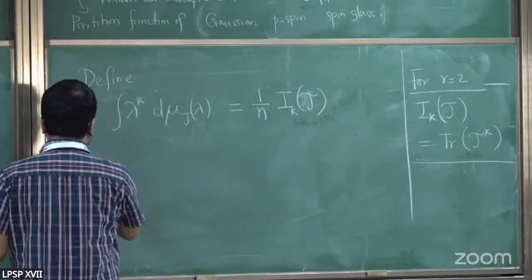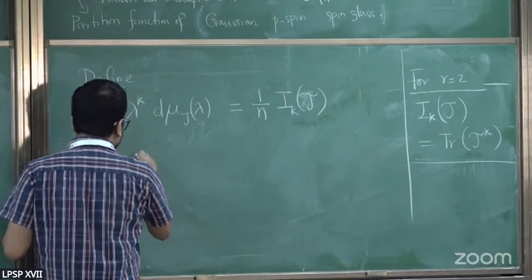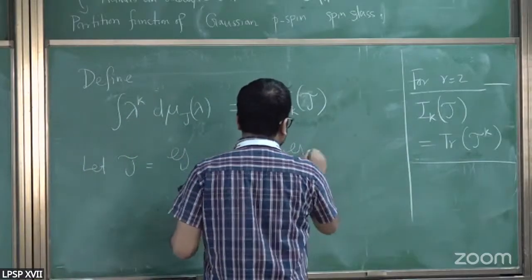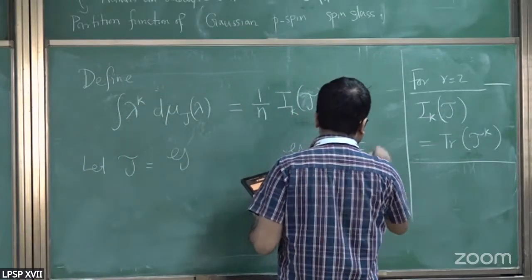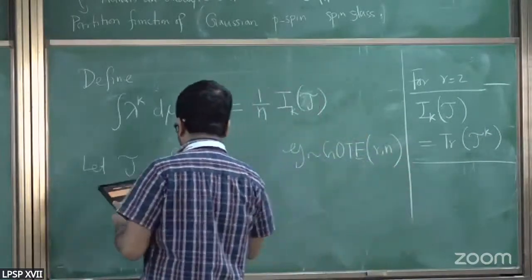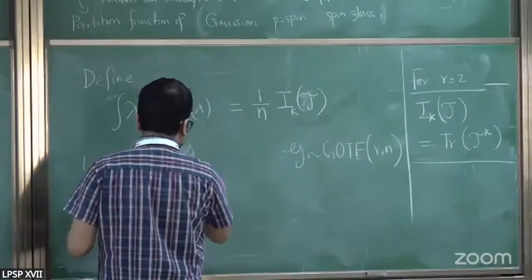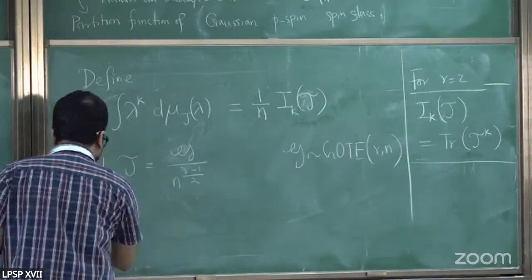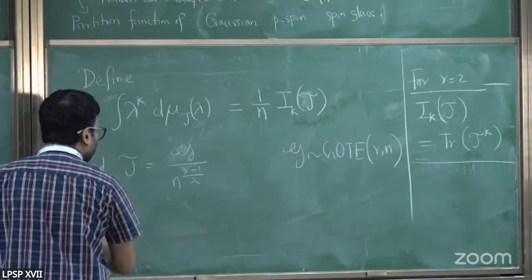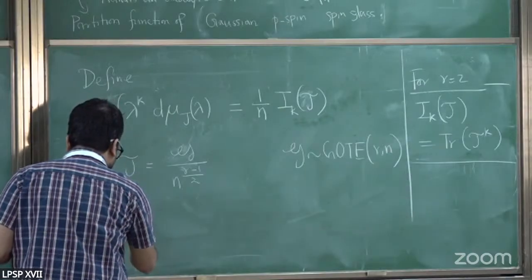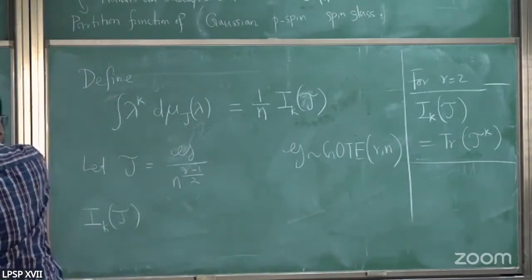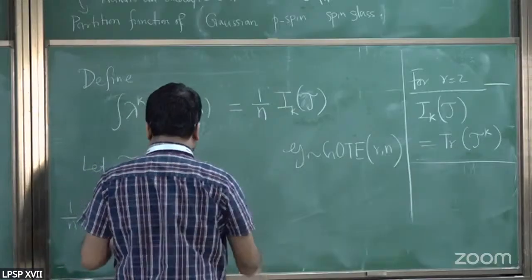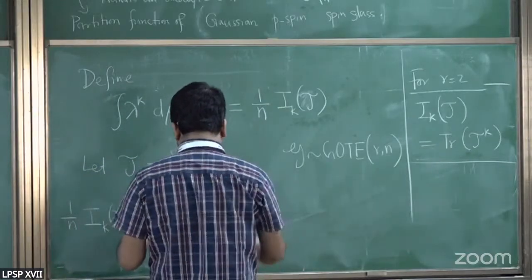Okay, so let T be that GOT tensor G that I described earlier. If you normalize it by n to the power (r minus 1)/2, then the moments of the spectral measure converge to what are called Fuss-Catalan numbers.